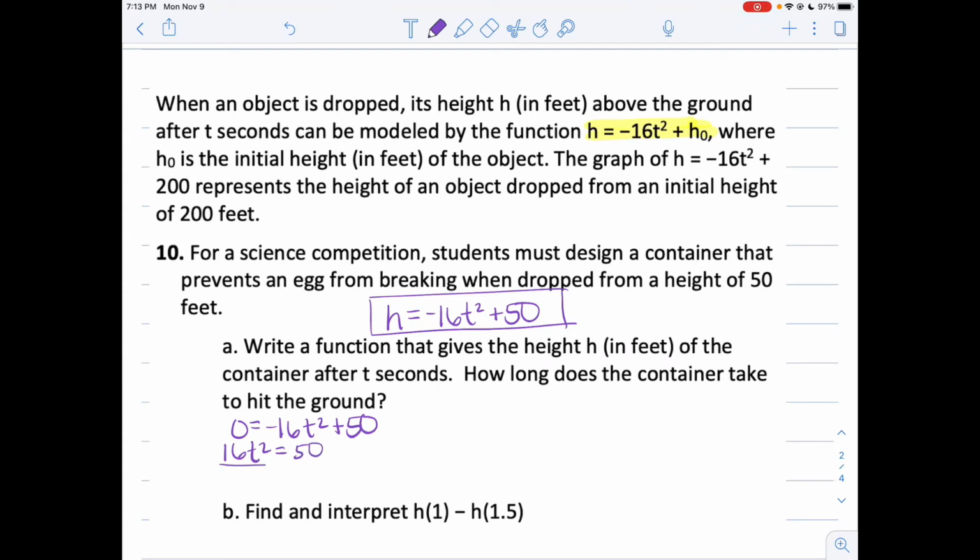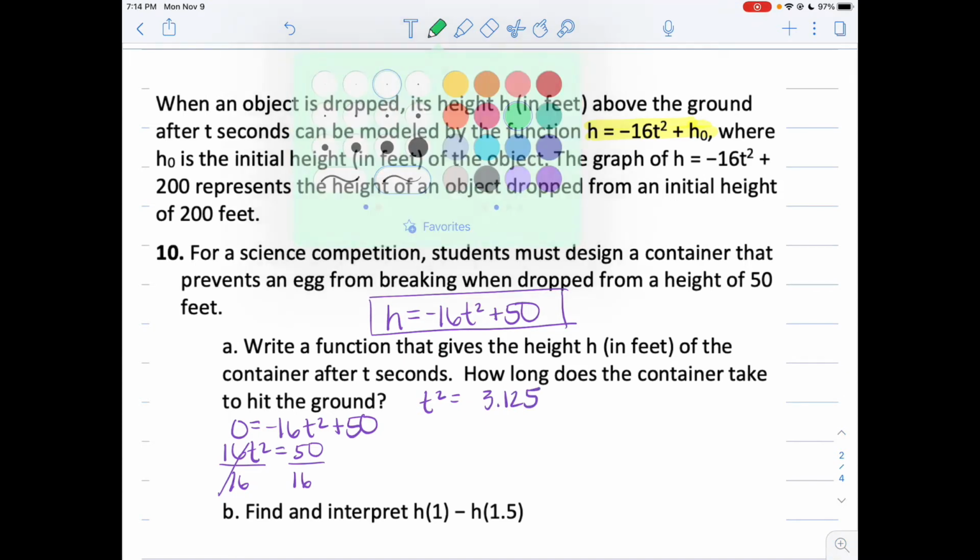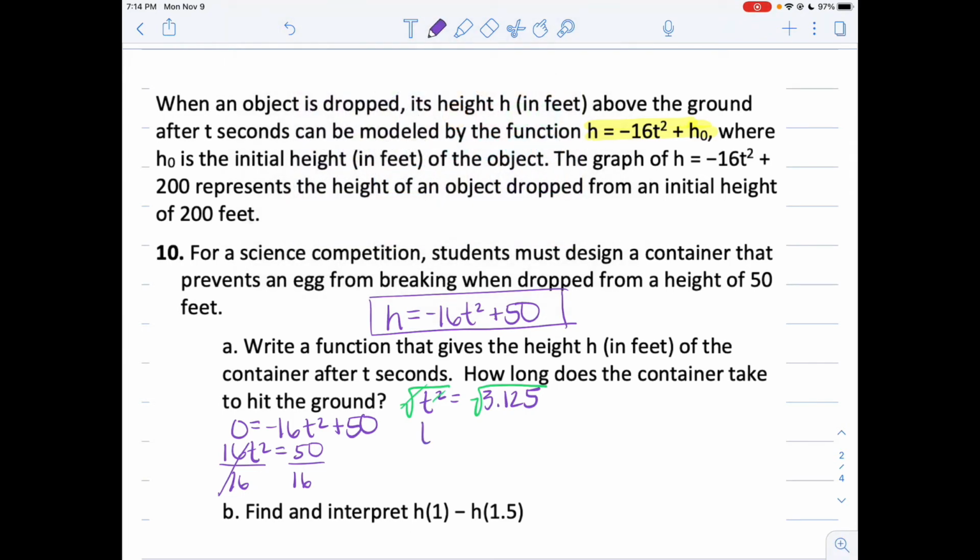I want to continue solving by dividing both sides by 16, and that's going to leave me with t squared is equal to 3.125. This is one of those times when using decimals is okay, when we're dealing with real world problems. We are now ready to take the square roots in order to undo squaring. So the square root and the squared cancel here, and we are left with t is equal to 1.77.